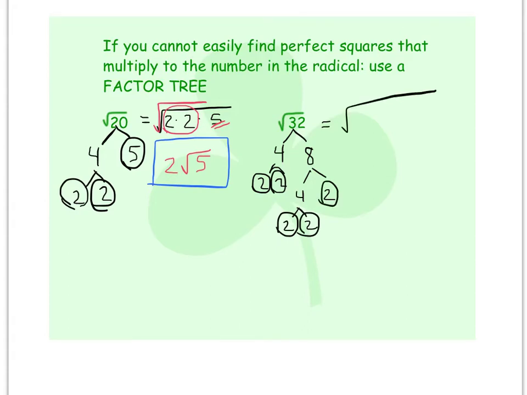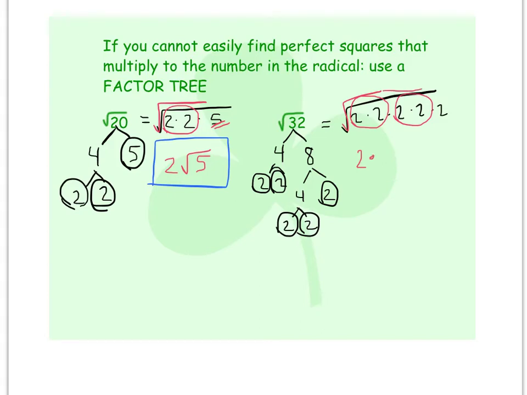Square root of 32 is 2 times 2 times 2 times 2 times 2. Again, I'm going to look for pairs that I can take a square root for. 2 times 2 is 4, and I know the square root of 4 is 2. Another pair, 2 times 2, and I know the square root of 4 is again 2.